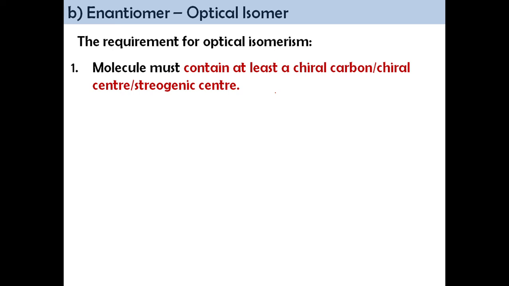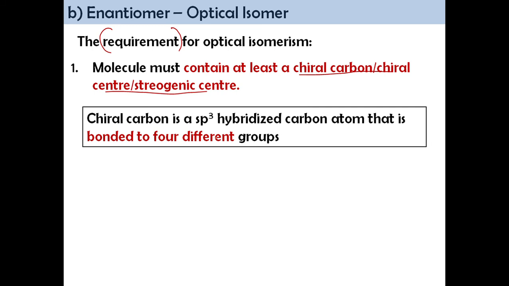The requirement. Okay, kalau cis trans ada requirement, enantiomer pun ada requirement juga. The first one, the molecule must contain at least one chiral carbon, chiral center, stereogenic center. Okay, so ini adalah benda yang sama. Apa pula chiral carbon ni? Okay, so chiral carbon or chiral center is a sp3 hybridized carbon. Okay, ini bermaksud carbon single bond carbon. Okay, so that carbon must be a single bond.